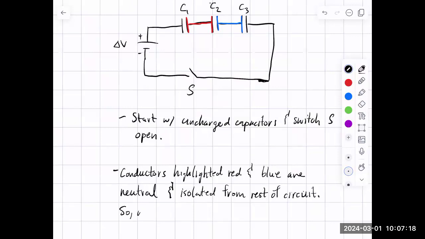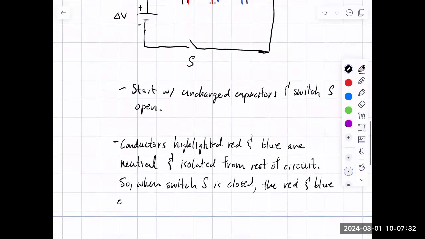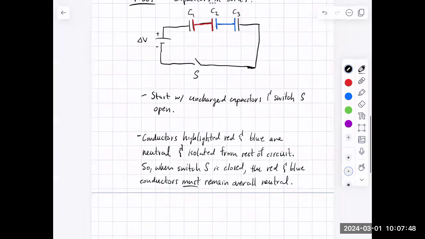So when the switch S is closed, the red and blue conductors must remain overall neutral. Okay, so I want to keep that in mind as we think about this. So we are going to close the switch.